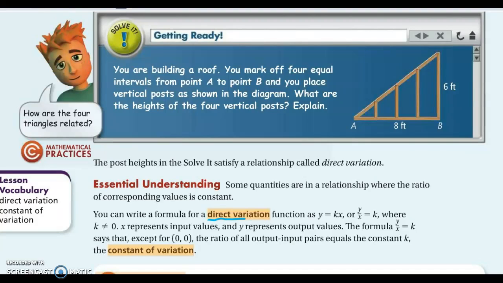So a direct variation equation looks like this: y equals kx, or if you were to solve for k, y over x equals k. This is saying that x and y are directly related, and they relate by the same value or constant k. We call that k the constant of variation.